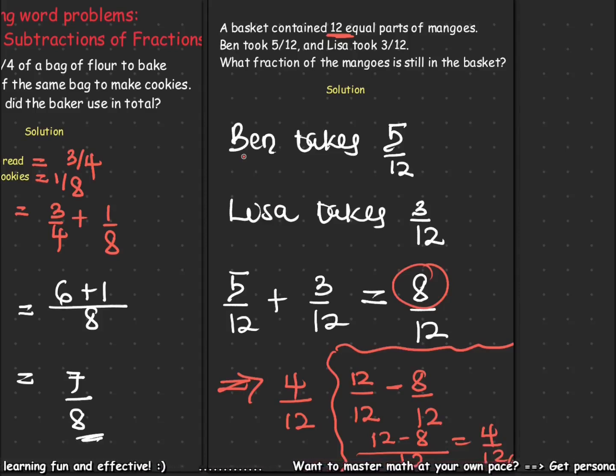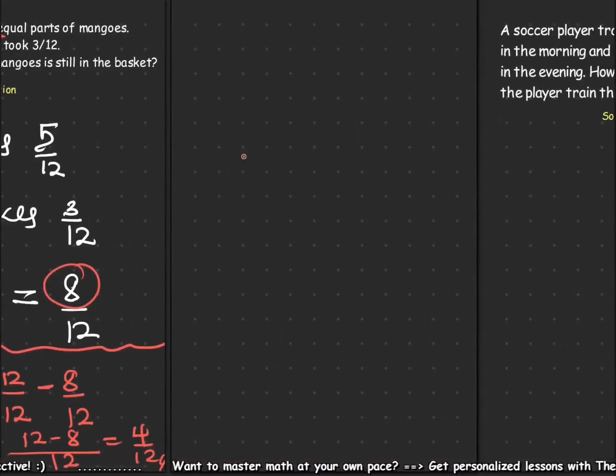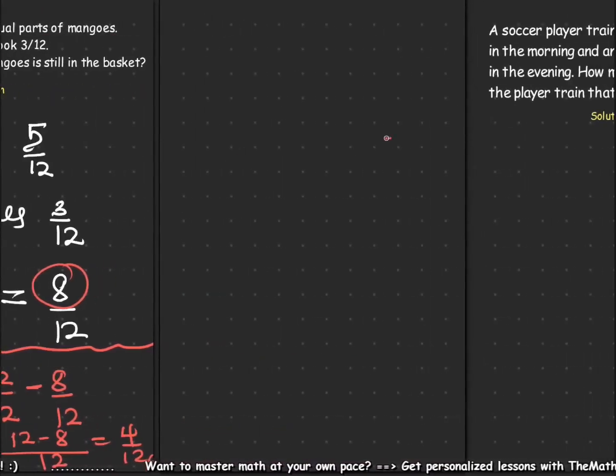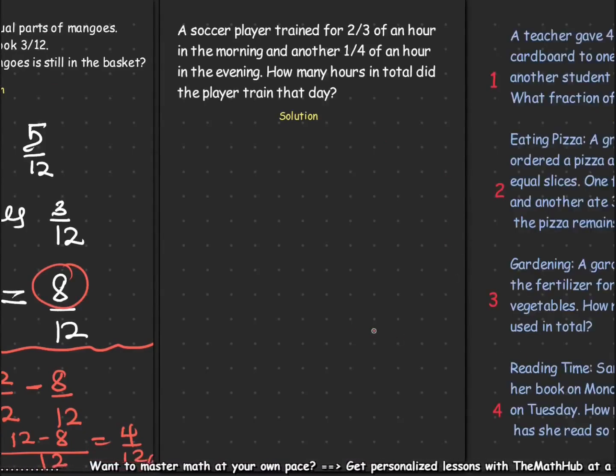For simple addition and subtraction of fractions in word problems, they are straightforward. And I would advise you take time and solve these questions on your own, so that when we begin those that are more complex, you would appreciate it and be able to understand. A soccer player trained for 3/4 of an hour in the morning and another 1/4 of an hour in the evening. How many hours in total did the player train that day?